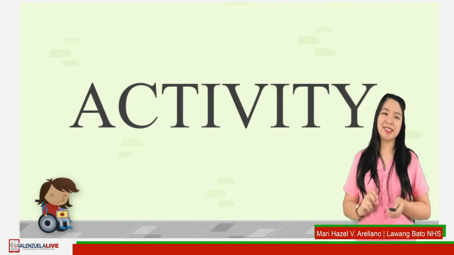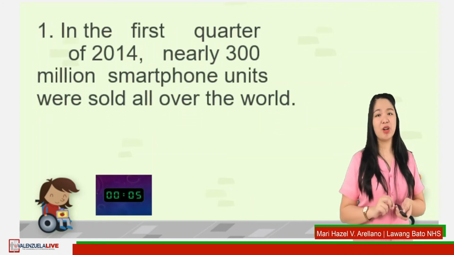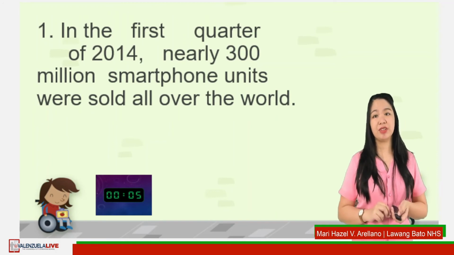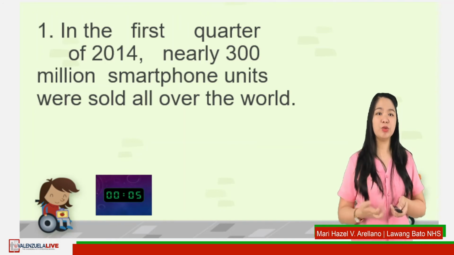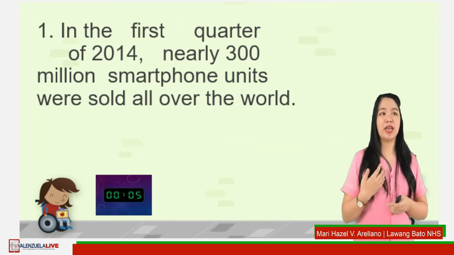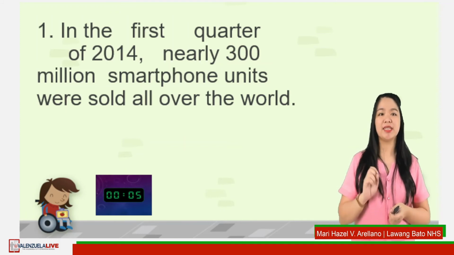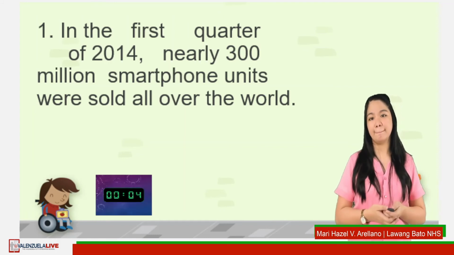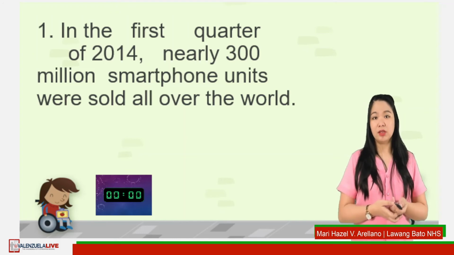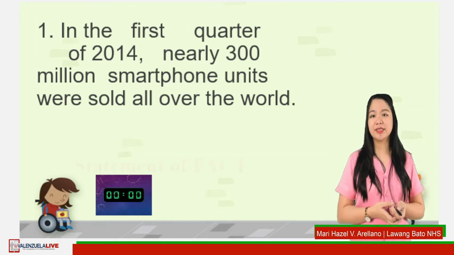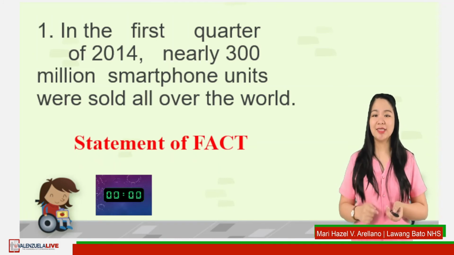Let me read the first sentence for you. In the first quarter of 2014, nearly 300 million smartphone units were sold all over the world. So what are you going to do? You're going to identify what type of statement it is. You have 5 seconds to identify the first sentence. If your answer is statement of fact, then your answer is correct.